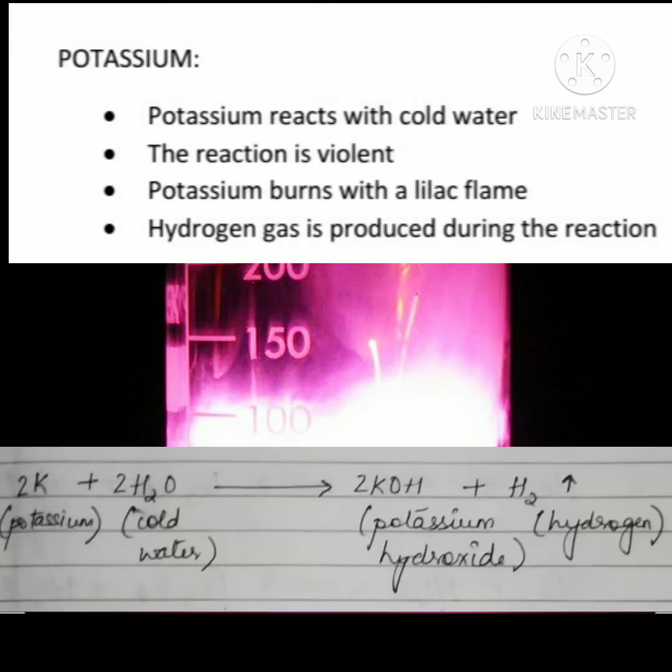Look at the equation. K, that is potassium, reacts with H2O, that is water. What type of water? Cold water, to produce KOH, that is potassium hydroxide, and H2, that is hydrogen. Upward arrow to indicate that hydrogen is a gas. It is very necessary to balance the equations because matter is neither created nor destroyed. And we've already learned how to balance an equation.